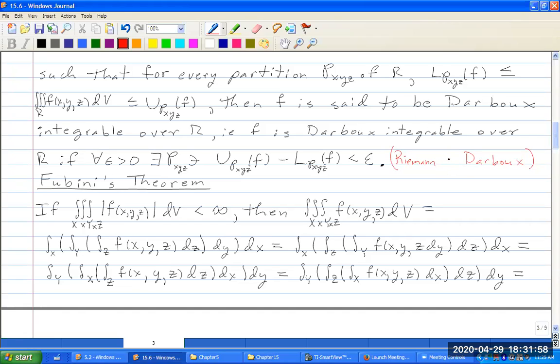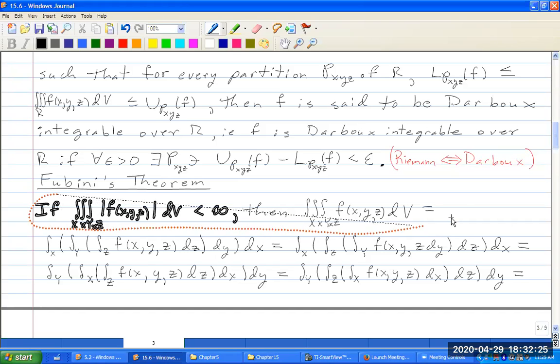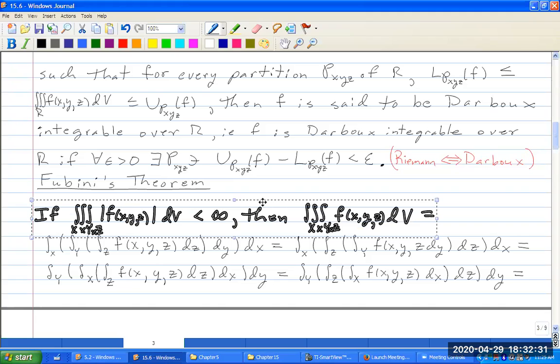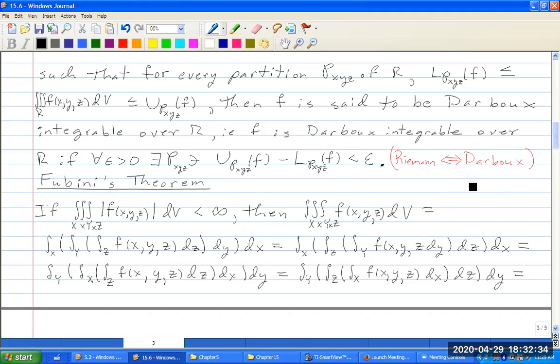Even though the concept is different, any function that's Riemann integrable over any region will be Darboux integrable over the same region, and vice versa. So they're really the same. It doesn't give you anything more or less. So both Riemann integrability and Darboux integrability give you the same restrictions on what your functions are for integrability.